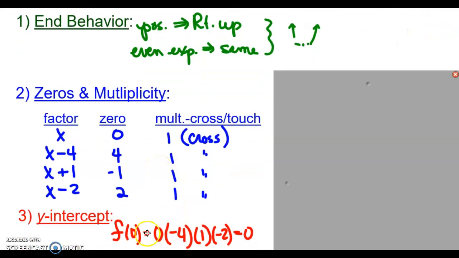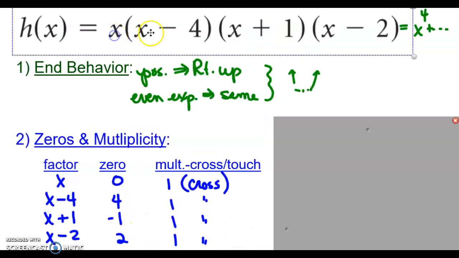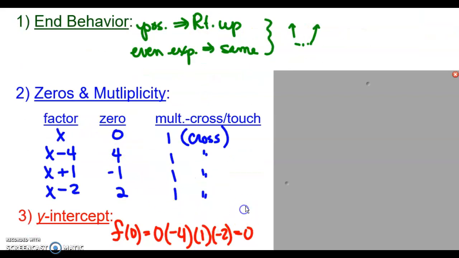All right, and then another key point to getting a fairly decent, easy sketch is to look at the y-intercept. So the y-intercept means we're going to plug in a 0. Well, if I go back, that'd be a 0 times something times something times something. Well, anything times 0 is 0, so that was a quick arithmetic problem, and we get a 0. So the origin 0, 0 is my y-intercept.